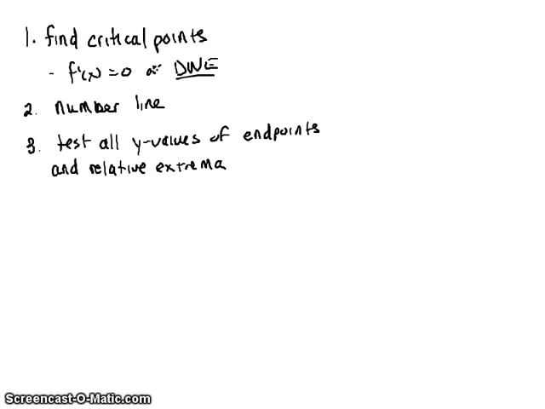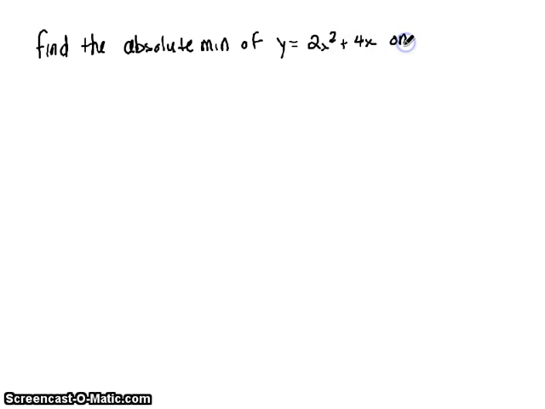But the important part on number 3 is not just testing your y values, but testing the y values of your endpoints as well as your relative extrema. So let's look at a relatively easy example. Let's say find the global or the absolute, so let's say absolute minimum of y equals 2x squared plus 4x on the interval -2 to 4.